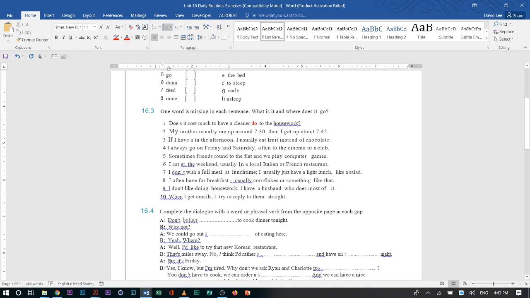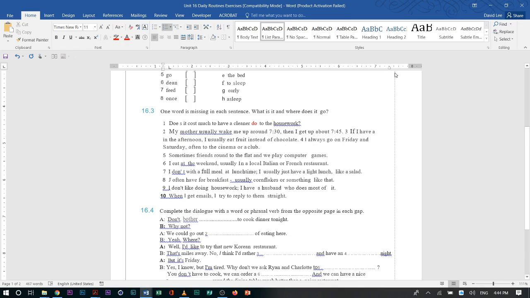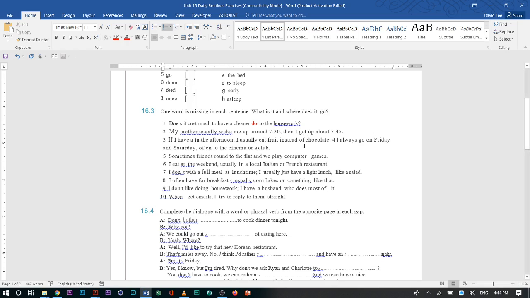I will do number 2 for you. For number 2, one word is missing. Whenever you read this, one word is missing and you are going to put the word in here. So for number 2, it is wake. My mother wake me up around 7:30. Then I get up about 7:45.